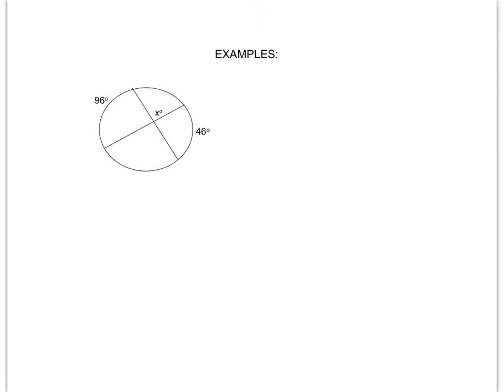Okay, let's try this one. Let's solve for x. Be careful here. X is not a chord angle of the given arcs, because my arcs are right here in blue. This arc is 96 and this arc is 46. So actually I can find these two chord angles real easy. So I'll just call that y.